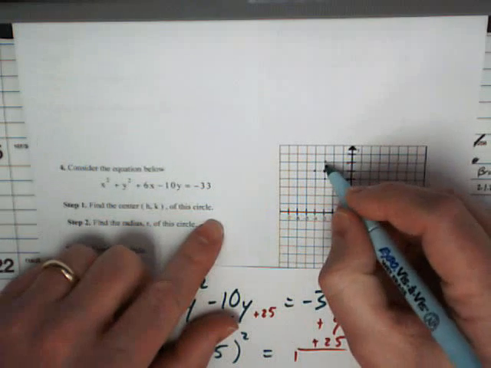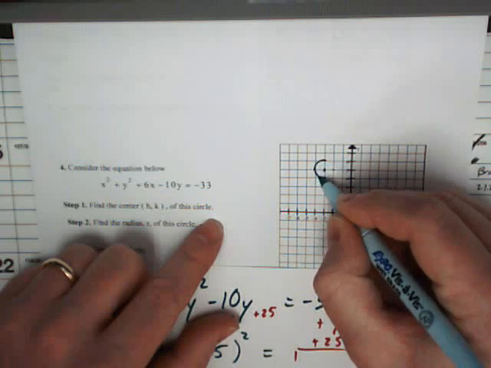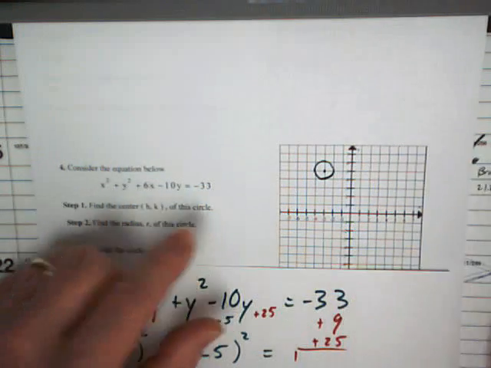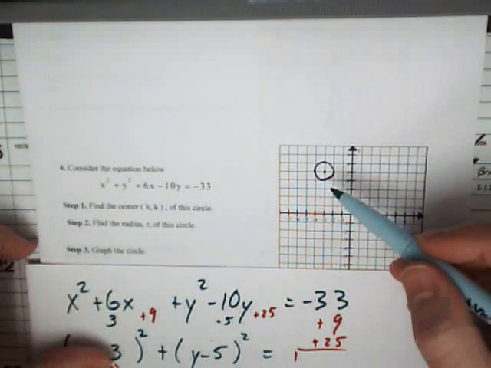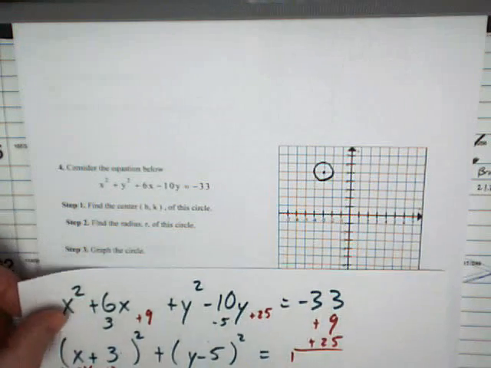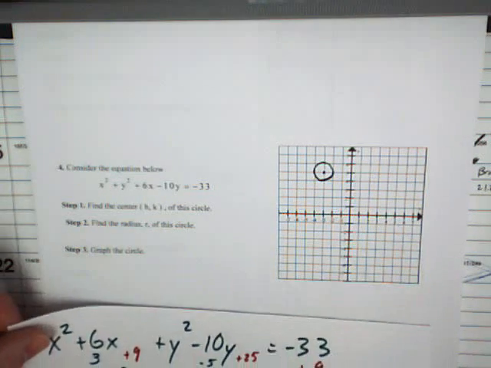and try my best to draw a circle here. I'm sorry, the power went out. I don't want to redo that whole problem again. So your radius is 1. So that's the end of part of question number 4. The power went out and it knocked my video.